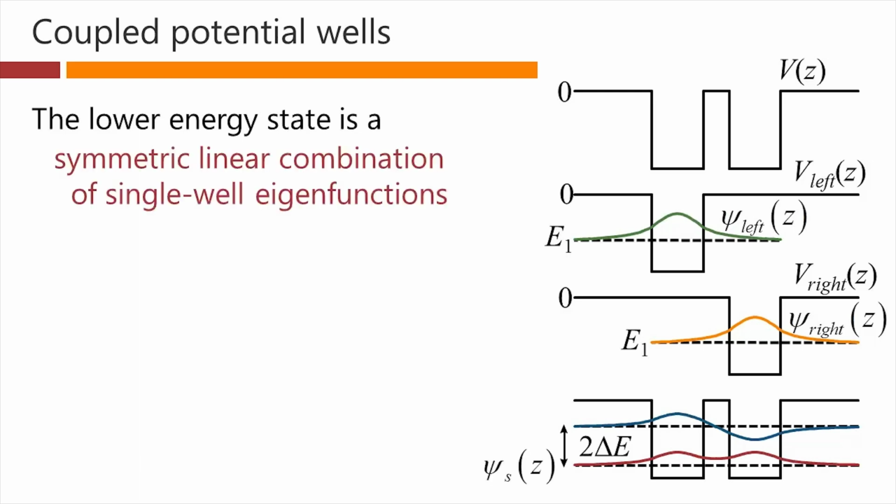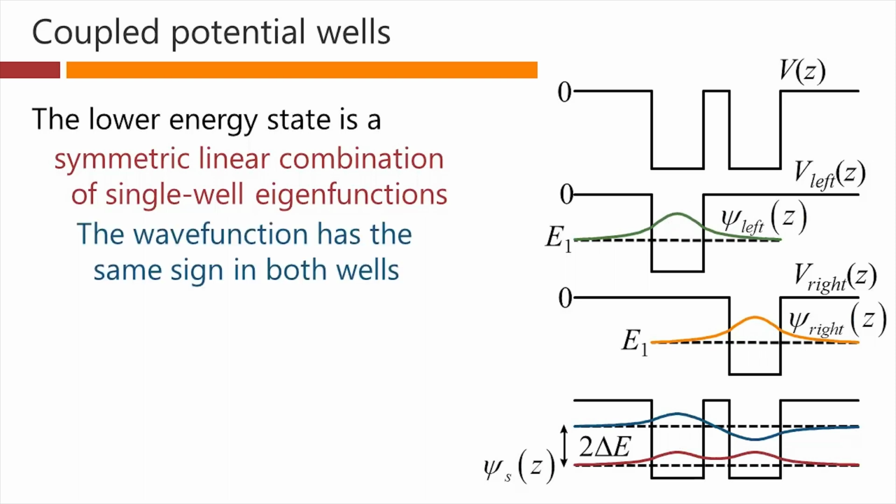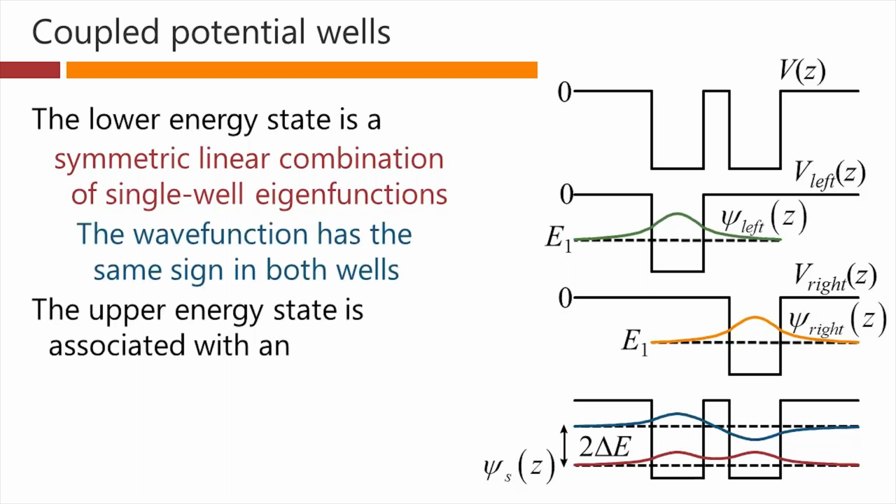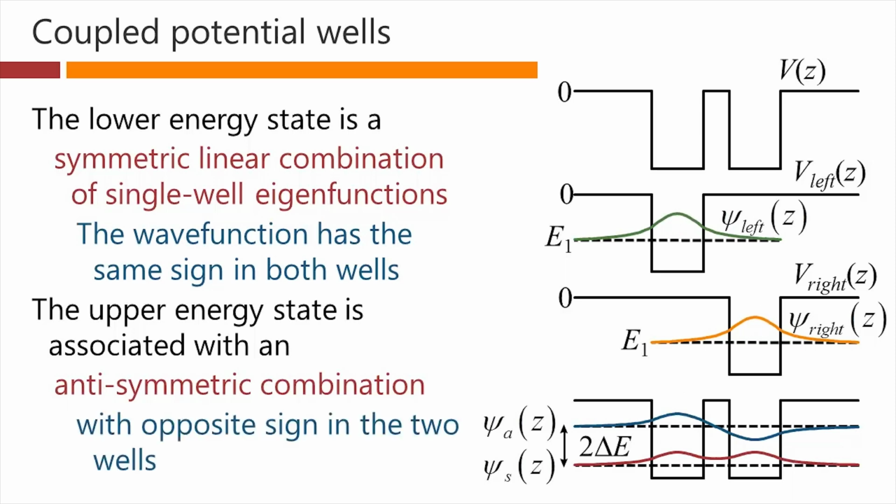The lower energy state here is a symmetric linear combination of the single well functions. It's this one plus this one. The wave function has the same sign in both wells. The upper energy state is associated with an antisymmetric combination. This one and minus this one. So minus this one here. Plus this one, but minus this one. So we have the opposite sign in the two wells for the upper state.